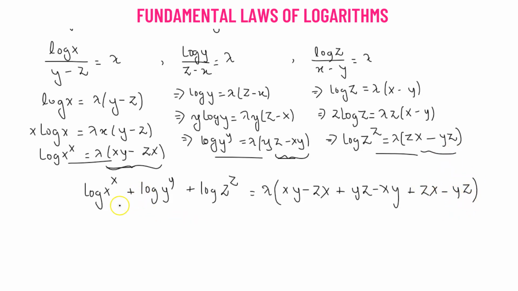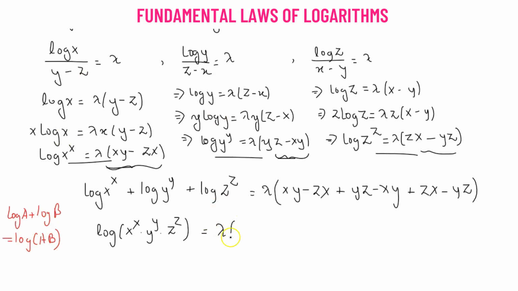Now for the expression on the left hand side, we can combine them as log of x raised to the power of x times y raised to the power of y times z raised to the power of z. Here we have used the property of logarithm: if we have log of a added to log of b, then this is the same as log of a times b. Continuing, on the right hand side we have lambda times, and all the terms get cancelled out: xy minus xy, negative zx, positive zx, yz, and negative yz. So this leaves us with lambda times 0.